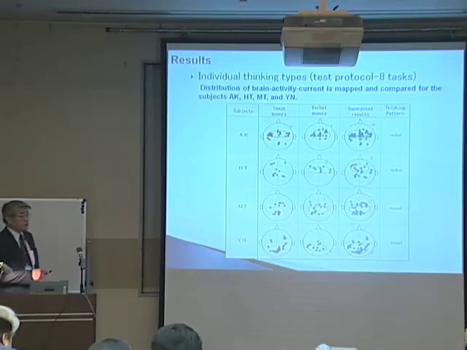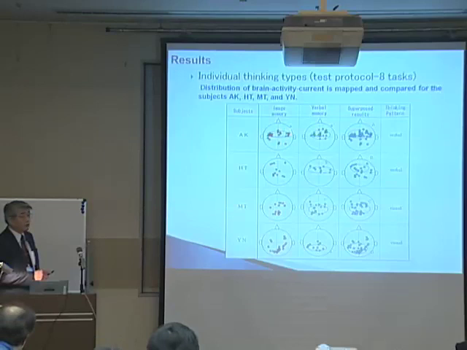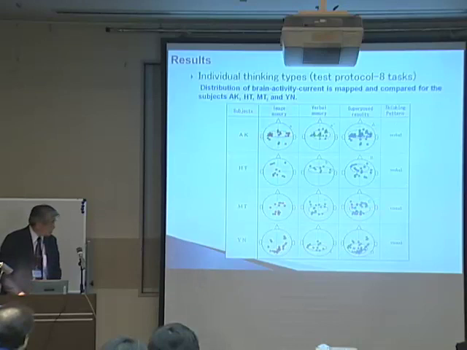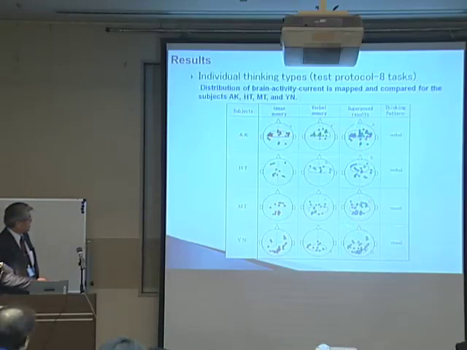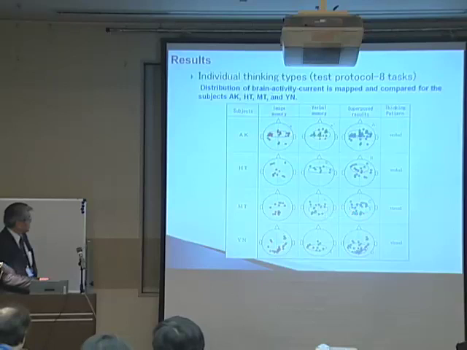So it corresponds to the verbal type: this distribution slightly moved to the frontal region, and the visual type is a little bit moved to the parietal area. Not so quite clear, but slightly moved. So the verbal types show the same pattern, and these two subjects are almost the same.